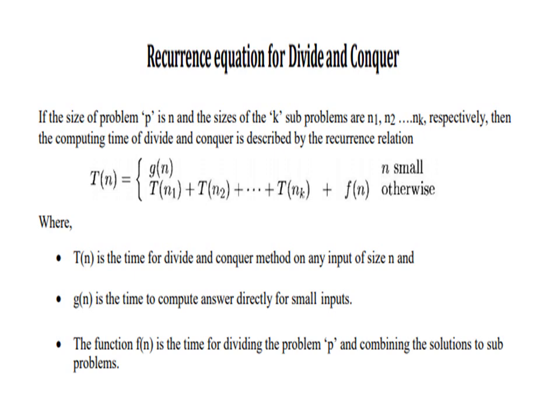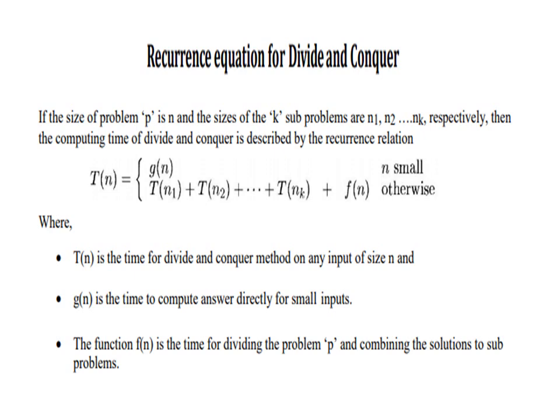So the f of n indicates the time required to divide the problem into k subproblems plus the time required to merge the solutions of smaller subproblems to obtain the solution for the original problem. So the f of n is a time function, that is in the form of a function.